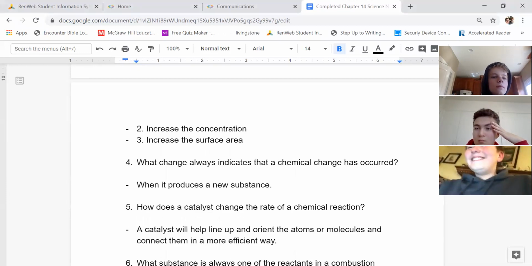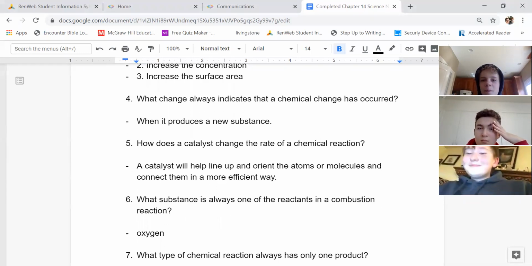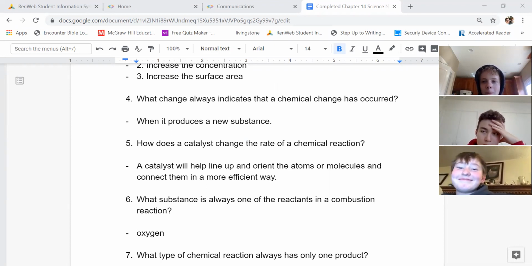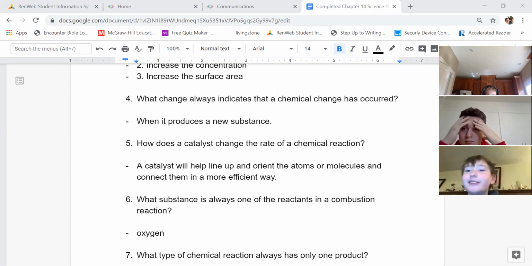All right, number 4. What change always indicates a chemical change has occurred? It's pretty easy when it makes something new, right? When it makes something new.